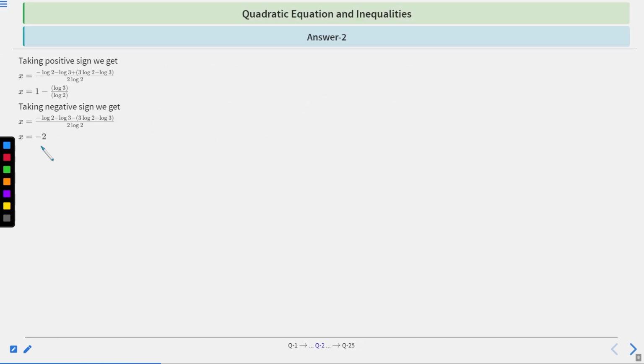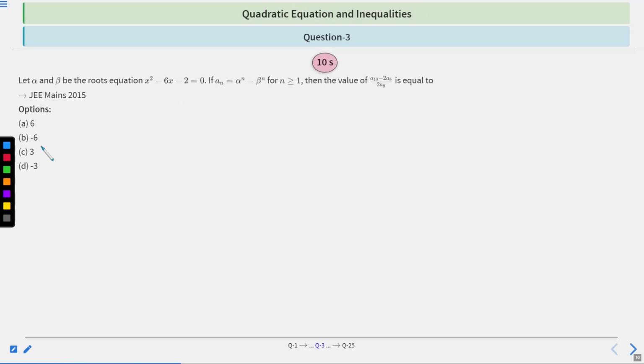Now let's discuss the next question, question number 3. Let alpha and beta be the roots of quadratic equation x square minus 6x minus 2 equal to 0. If an is equal to alpha to the power n minus beta to the power n for n greater than equal to 1, then we have to calculate the value of a10 minus 2a8 upon 2a9. So let's discuss the solution after 10 seconds.